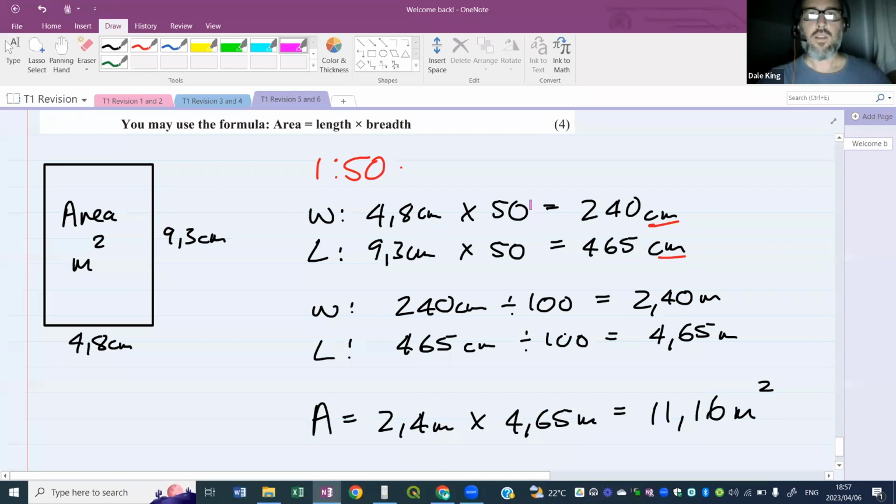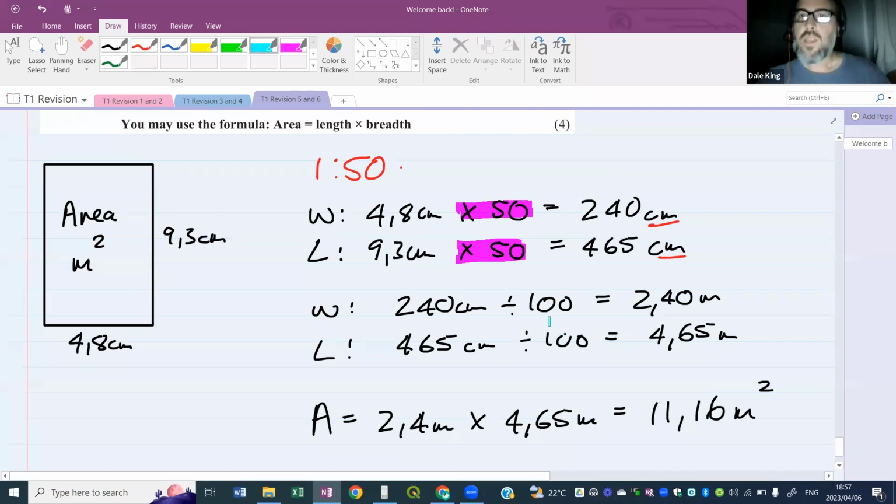Okay, so this calculation is using the scale to change from map measured, because these dimensions they gave you, 4, 8, 9, 3, are map measured. We had to change it to real world. They want a real world area. So we've just changed to real world using the scale. We times by 50 and we got 240 centimeters, 465 centimeters.